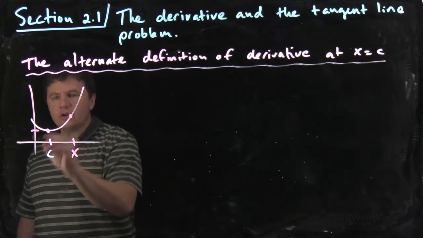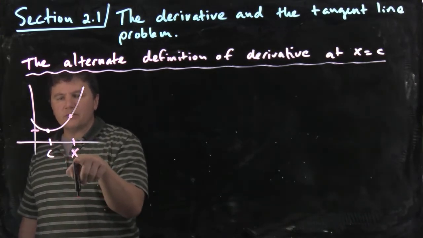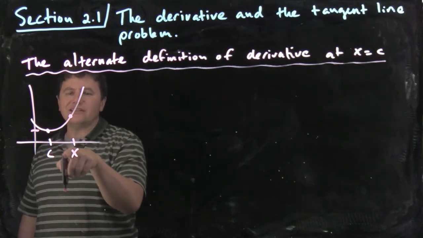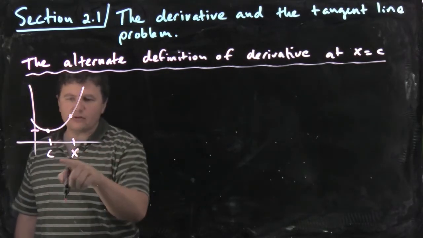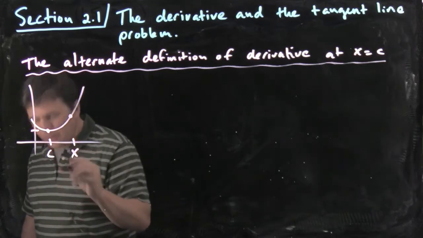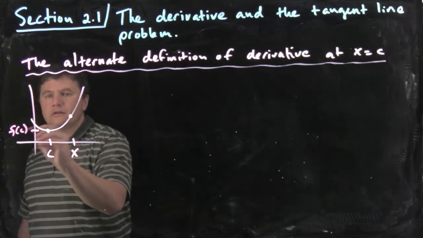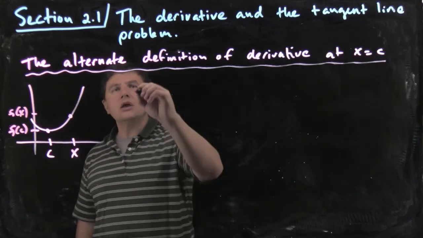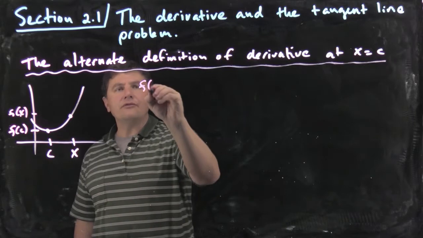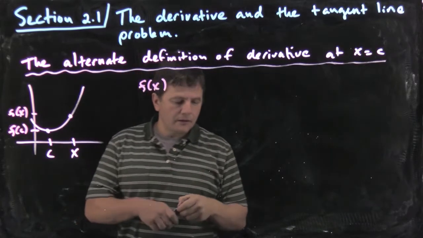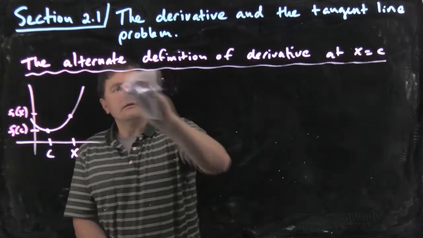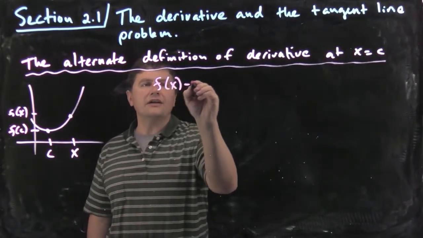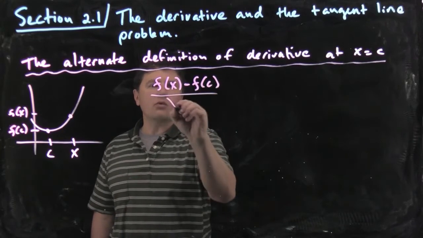Basically what we do is the same thing, except instead of doing c plus delta x, we just use two points for our secant line, c and x. Well, c is a value, x is a variable. So this will be f of c for output, and this will be f of x. We start off the same way, with the slope of the secant, f of x minus f of c, rise over run.